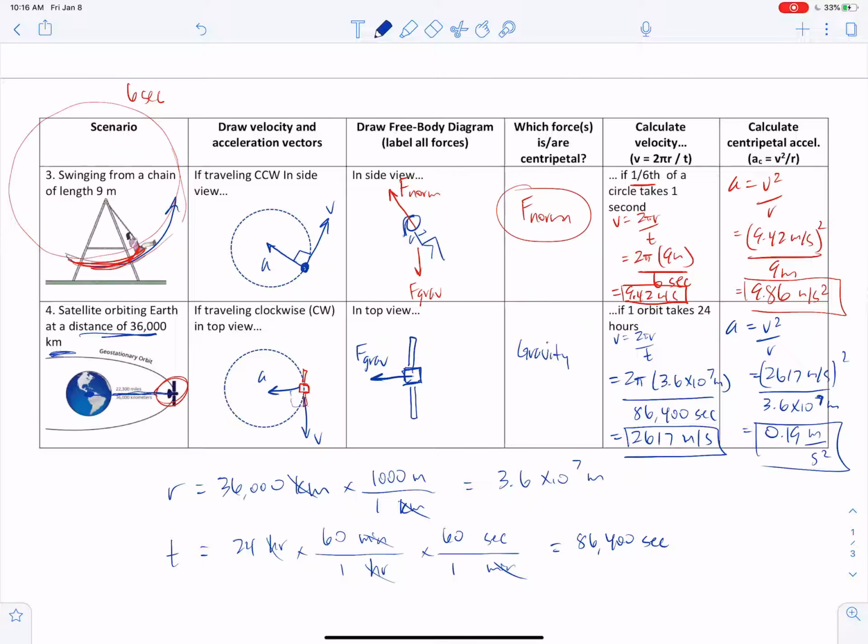All right, so that's been 4 very different examples of circular motion where the centripetal force keeps changing in each scenario.